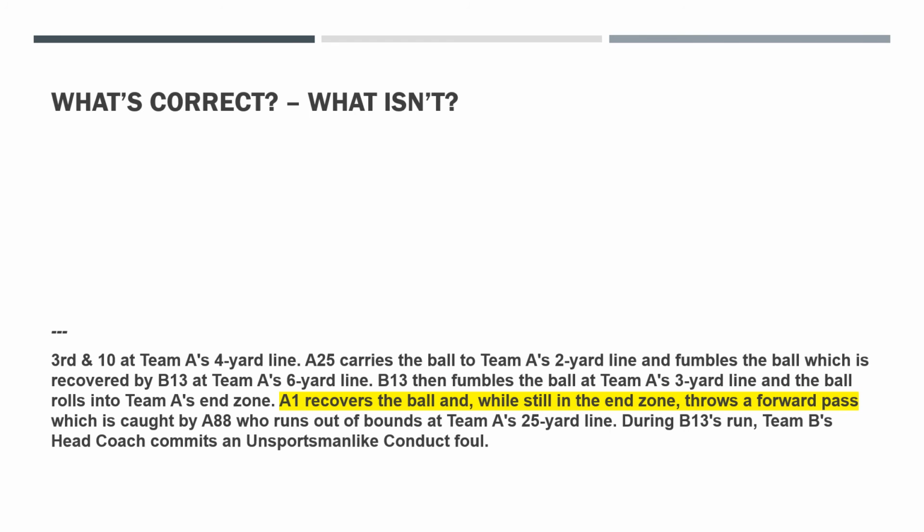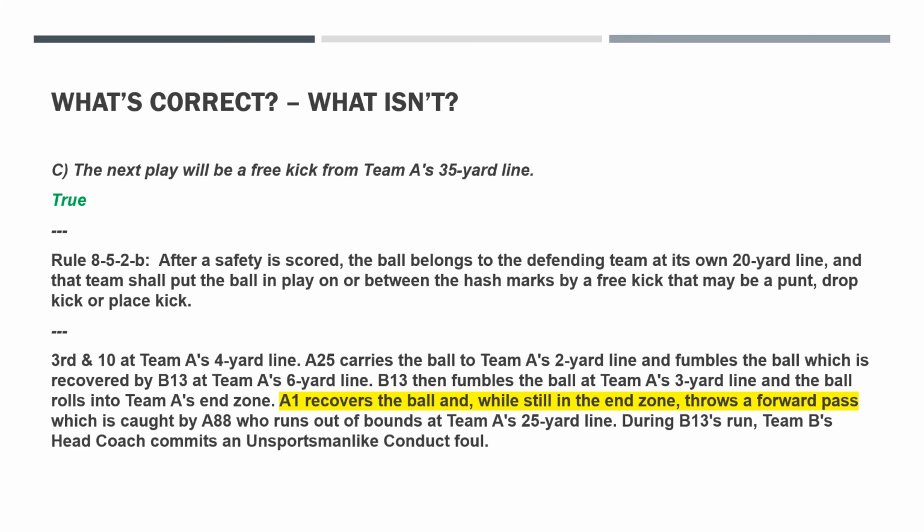By virtue of the other 3 statements being incorrect, we know that statement C, the next play will be a free kick from Team A's 35-yard line, is correct. But we also want to know why it's correct, and we can find that in Rule 8.5.2B, which tells us that after a safety is scored, the ball belongs to the defending team, Team A in this case, at its own 20-yard line, and that the team shall put the ball in play on or between the hash marks by a free kick that may be a punt, a drop kick, or a place kick. We'd then enforce the dead ball unsportsmanlike conduct penalty against Team B's head coach from that 20-yard line forwards to Team A's 35-yard line, meaning that we have that free kick from Team A's 35-yard line.